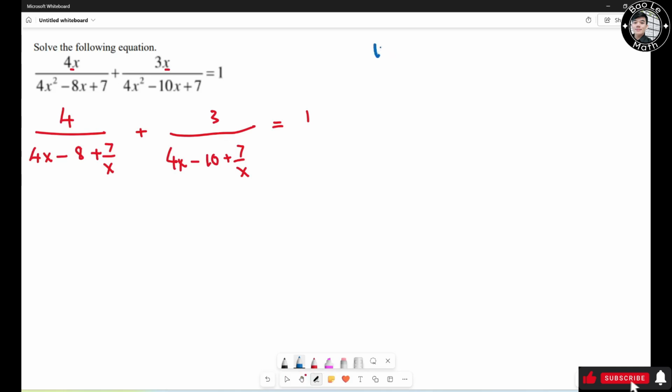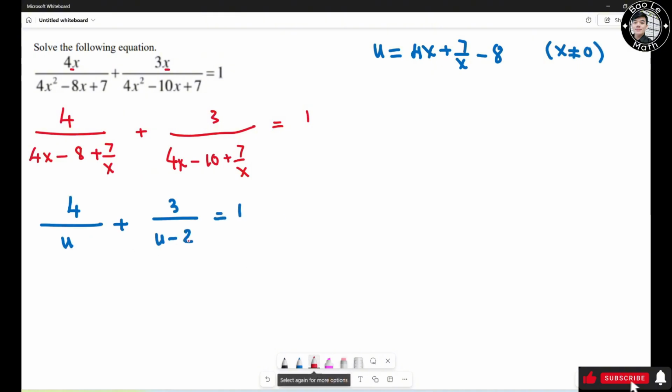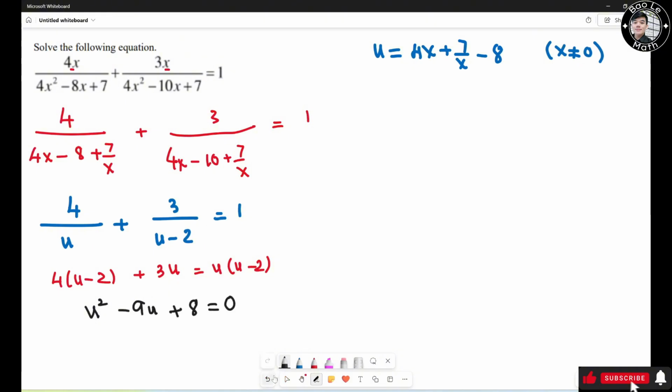So I'm going to let u equal (4s + 7)/(s - 8), where s must not equal 0. Substitute over here. The LCD should be u times (u - 2). So you have 4(u - 2) + 3u = u(u - 2). Now you just distribute and move everything over. You end up with the equation u squared minus 9u plus 8 equals 0.